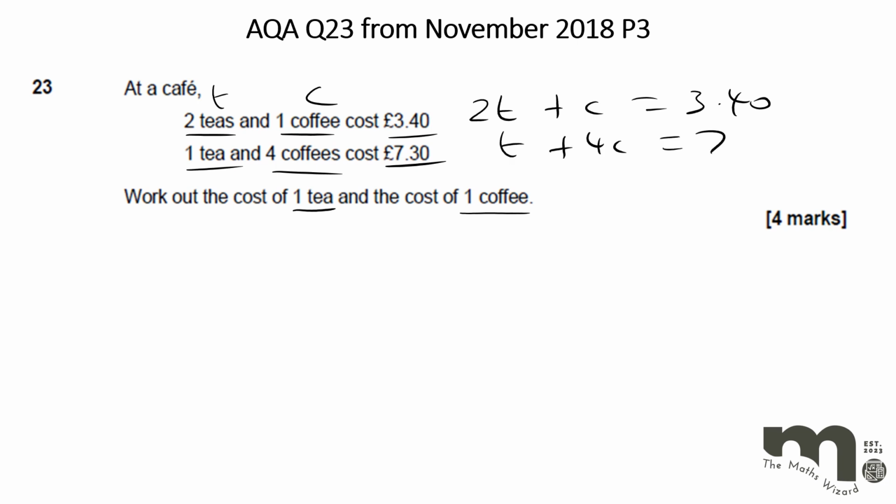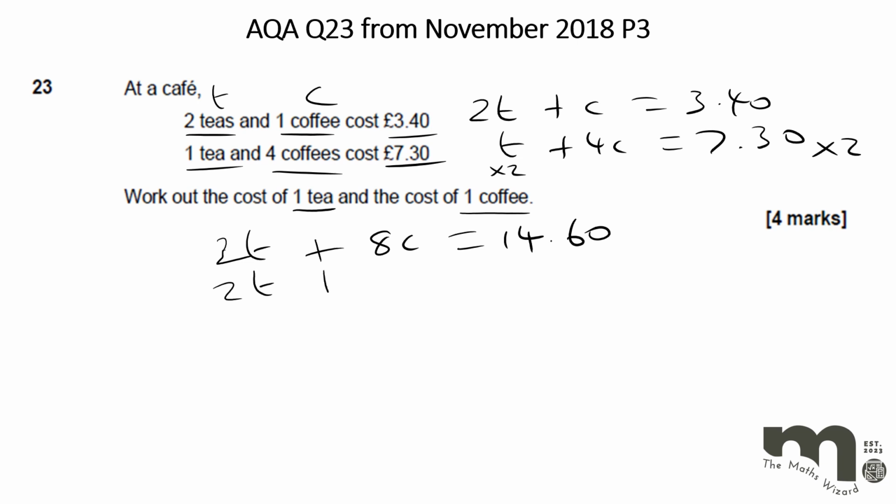Now what we need to do here is adapt one of our equations, because we don't have the same quantities of tea or coffee in either of our equations. So if we take this second one and double it up, we double everything in this second equation, we will end up with 2T + 8C = £14.60. Then if we write the top equation underneath, because we've got the lower values in that, we've got 2T + C = £3.40.